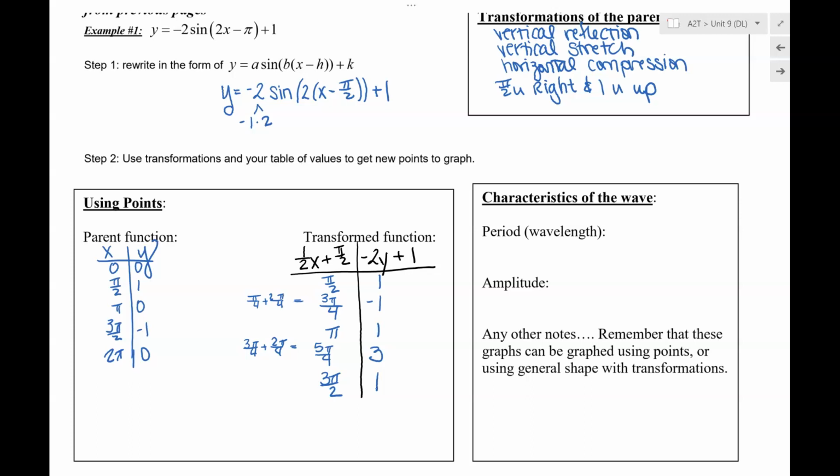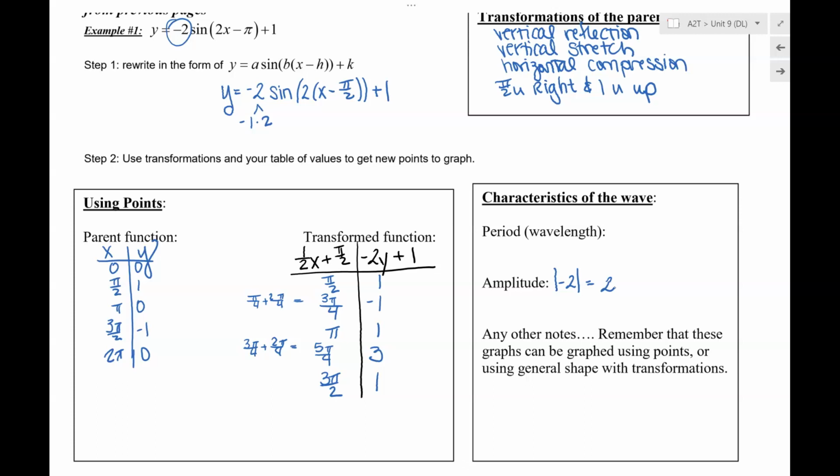All right, so amplitude. Right now, it looks like it's oscillating between negative 1 and 3. So that is 4 units apart. Half of that is 2. Or you can just look at your a value. Remember, it's the absolute value of a. So that means the amplitude is 2.